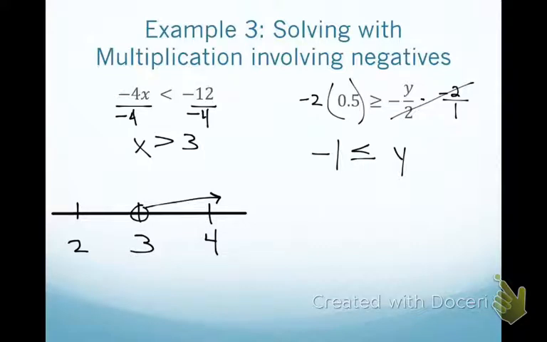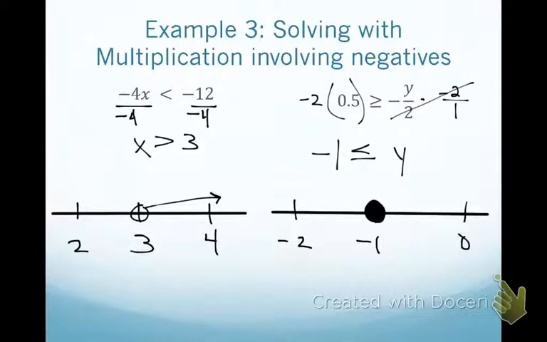All right, and now here's my challenge. How do I read this solution? Open dot or closed? Closed. And which way does my arrow go? To the right. Y is greater than or equal to.